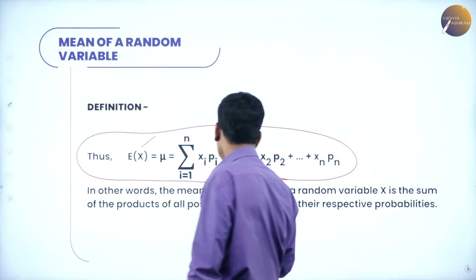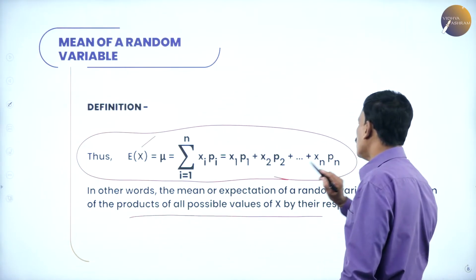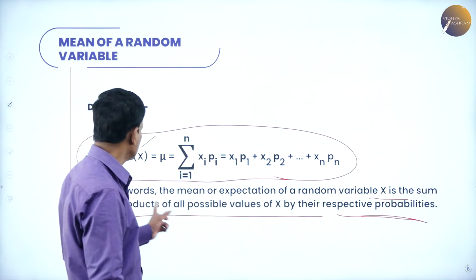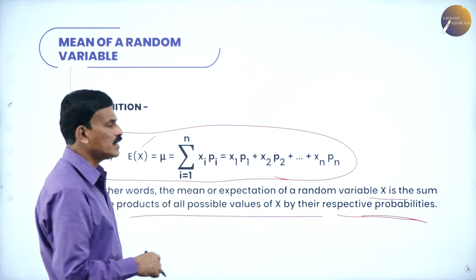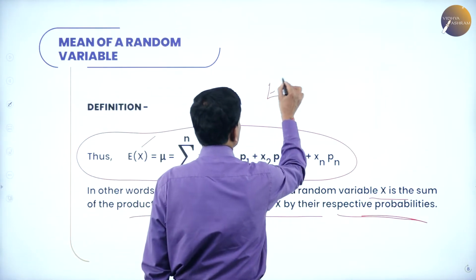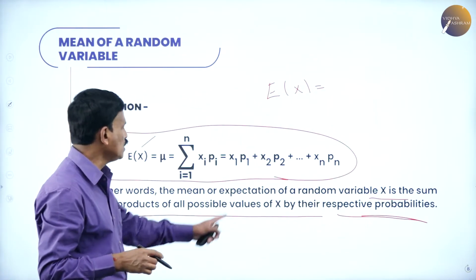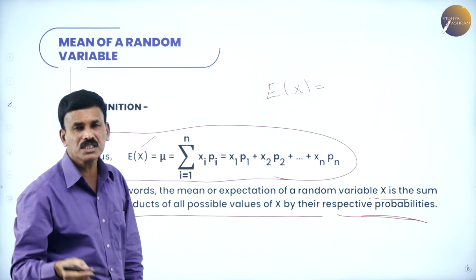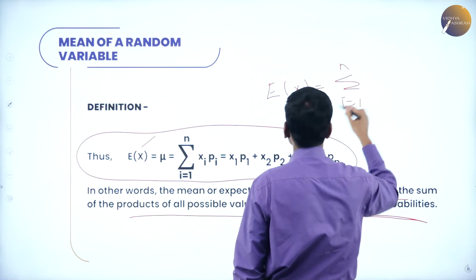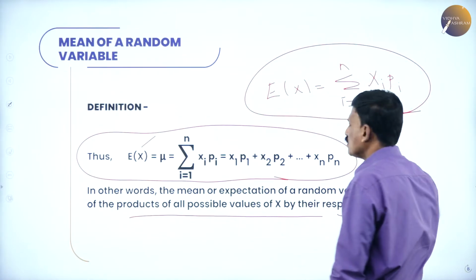Now, in other words, the mean or expectation of a random variable x is the sum of the products of all possible values of x by their respective probabilities. This is the important definition. The mean or expectation E of x of a random variable x is the sum of the products of all possible values of x and their corresponding probabilities. So E of x is equal to sigma i equals 1 to n of xi into pi. This is called the mean or expectation.